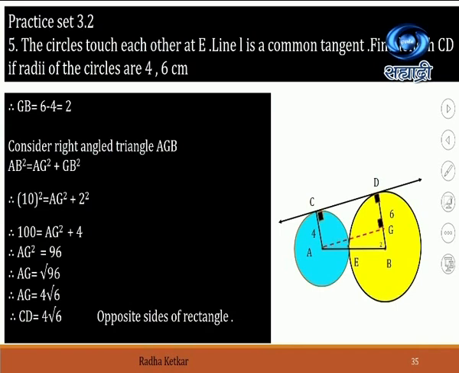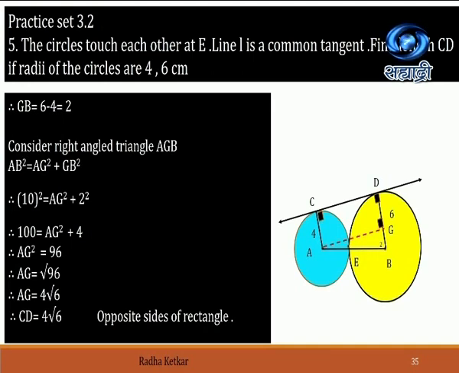So if we consider triangle AGB, we can say that AE plus EB is going to give us AB, right? So AE is 4 that we know, EB is 6 that we know. So 4 plus 6 will give us 10. So AB is 10, GB is 2. Then using Pythagoras theorem, we can find out AG. So you can see we have substituted these values. 10 square is equal to AG square plus 2 square. So 100 is nothing but AG square plus 4. So changing the side, AG square is going to be 96.